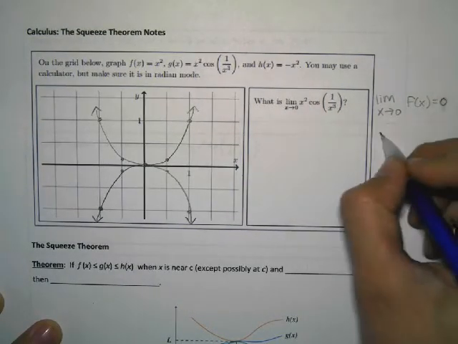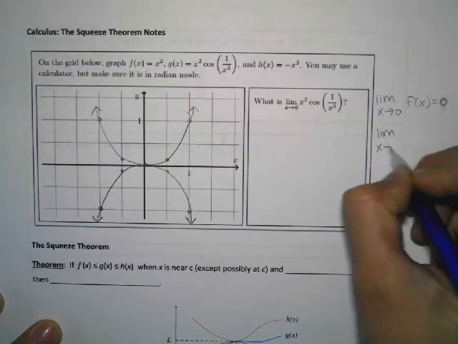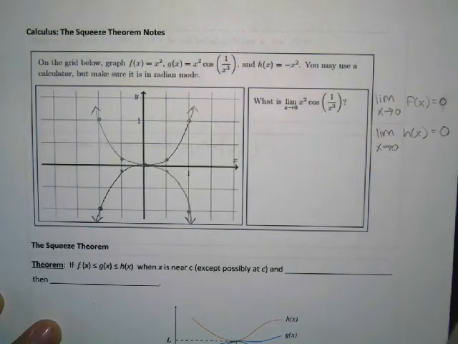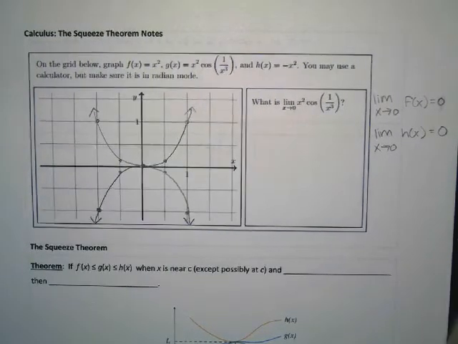Same thing for h of x. If you find the limit as x approaches 0 of h of x, you're also going to get 0. So those two are pretty simple.